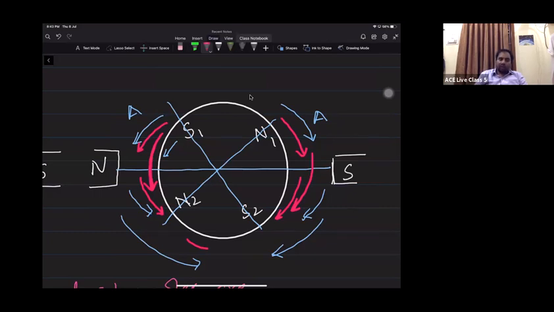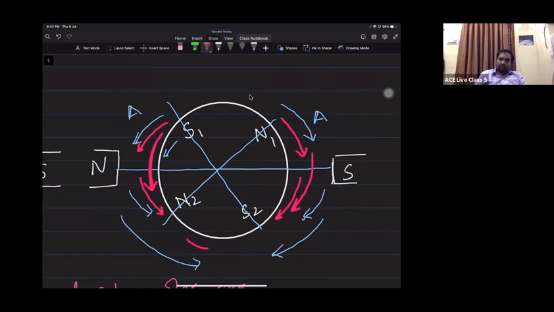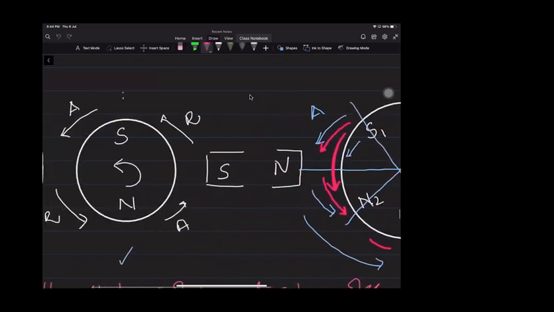So here how many rotor poles have I taken? 4. And how many stator poles have I taken? Stator 2, sir. And you apply for any number, like you take 6, 4, like that. So there is no motoring. So opposite forces will cancel out. Understood? Okay, sir.